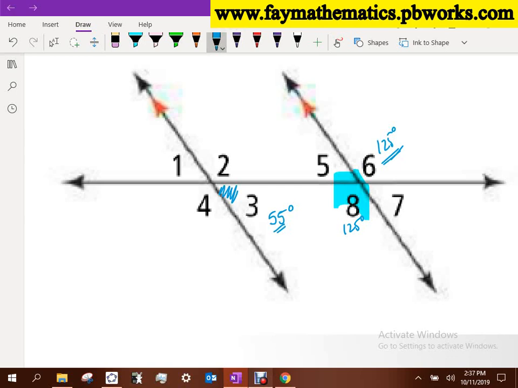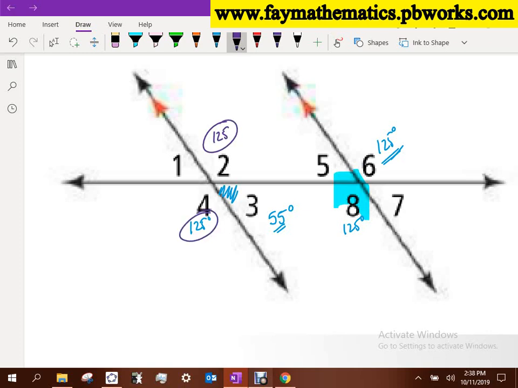Okay? 3 and what other angle are supplementary? 4. 3 and 4. Okay? 3 and 4 are supplementary because they are a linear pair. Good. They create that line right there. Okay? Their non-common sides create a straight angle. What other angle for the same reason is 3 supplementary to? 2, right?